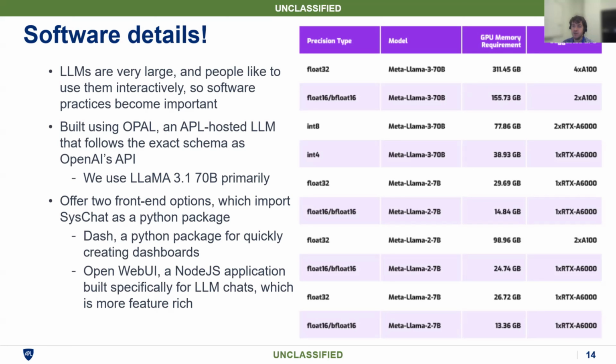And then I'll just mention we offer two front-end options, which import SysChat as a Python package. So that's sort of how it's actually doing it. One is Dash, which is a Python package for creating dashboards very quickly locally. And then we also have Open Web UI, which is a Node.js application built specifically for LLM chats.